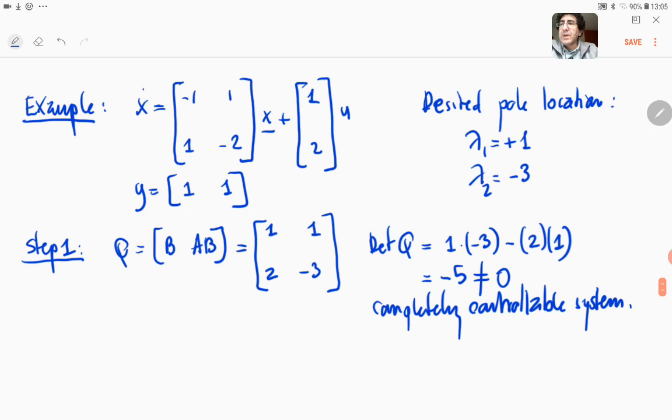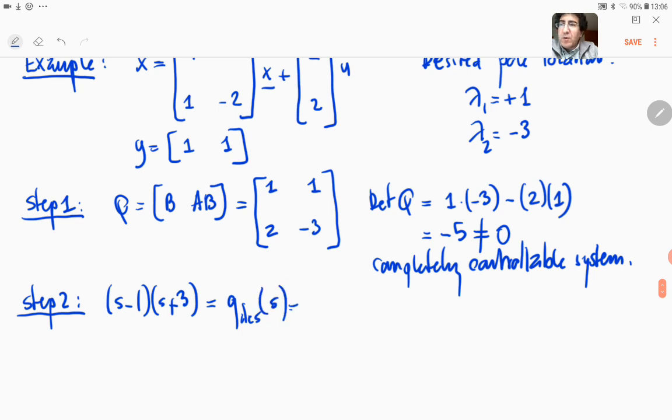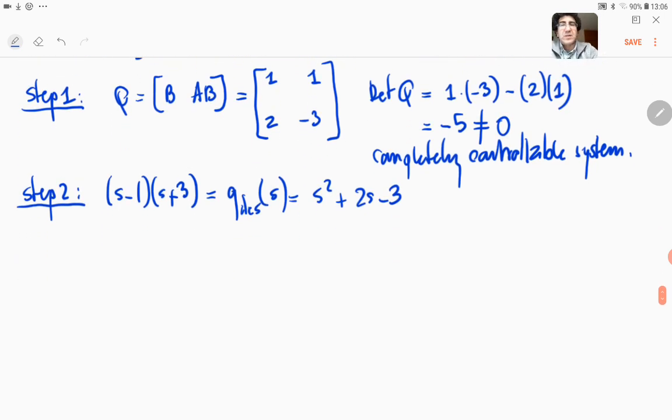Okay. Step 2, the desired pole locations: s minus 1 times s plus 3, and that gives us q of s, or rather q desired of s. Q desired of s is equal to s squared plus 2s minus 3. Okay, so that's our desired characteristic equation.